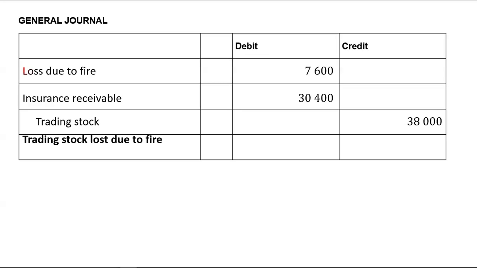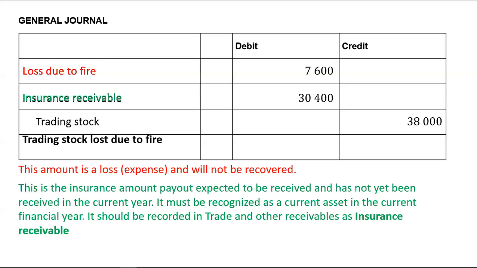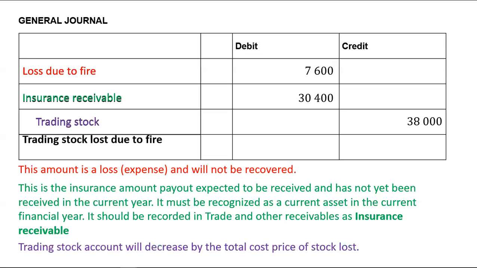Now, loss due to fire, as I've said, is an expense. That's why we debited. It will not be recovered. And the insurance receivable is a current asset. We expect to receive it in the next 12 months. That's why in the current year, we have to recognize it as a current asset, which will be recorded in trade and other receivables as insurance receivable. We are crediting trading stock. Why do we credit trading stock? Trading stock account will decrease by the total cost price of stock that we have lost. That's it with respect to that transaction.